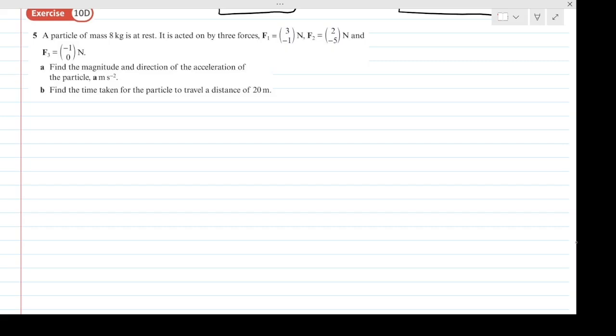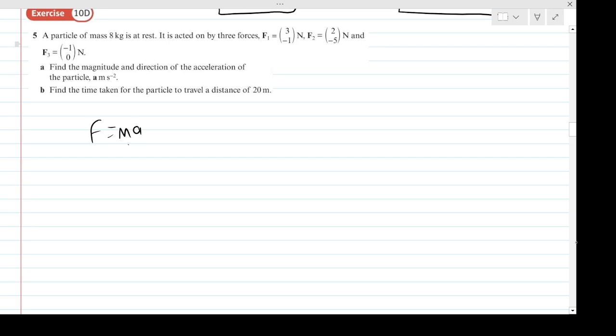So we've got some exercise questions. Here we're told a particle of mass 8 kilograms is at rest. It's acted on by three forces, F1, F2 and F3. We need to find the magnitude and the direction of the acceleration. So we need to find the acceleration, again, if we use F equal to MA.